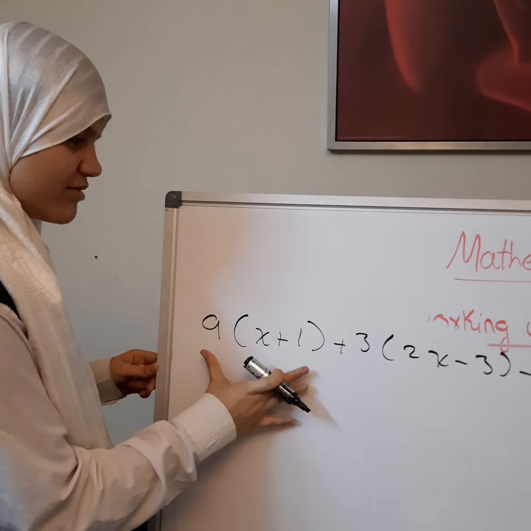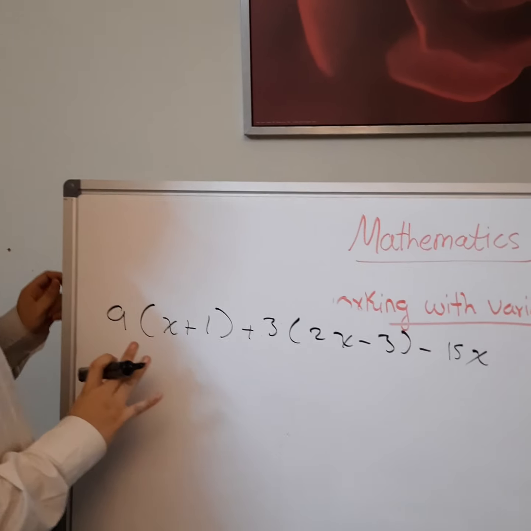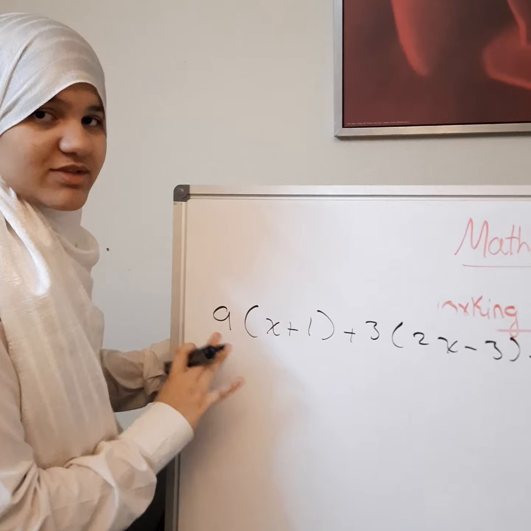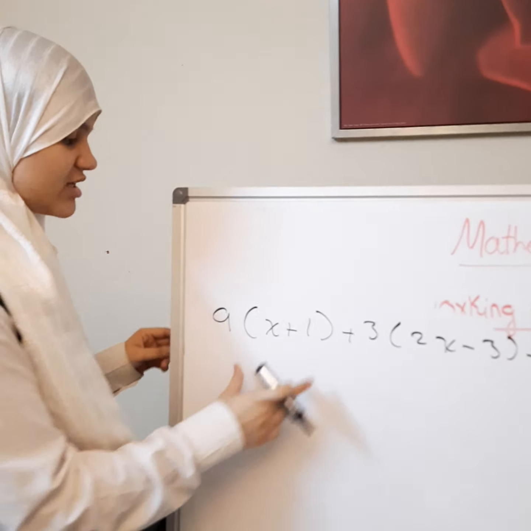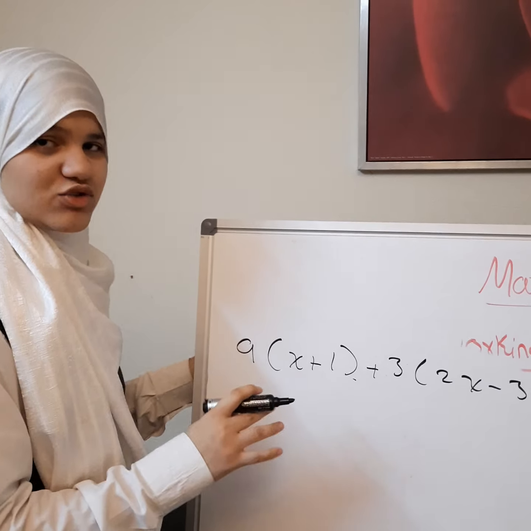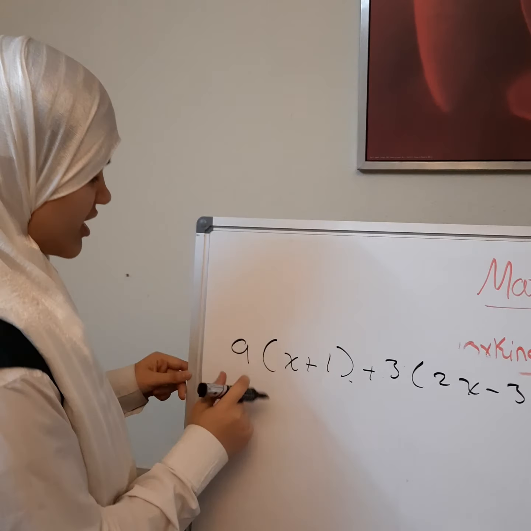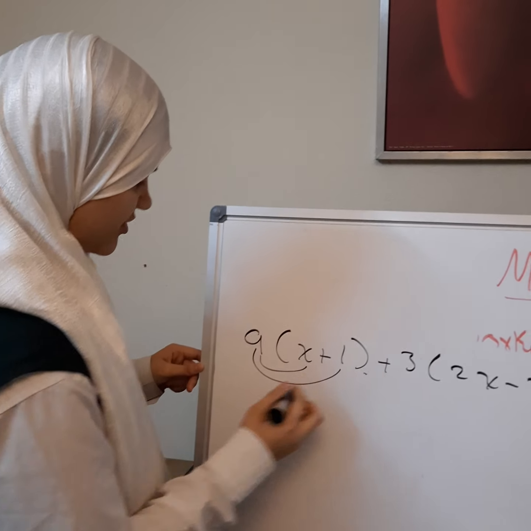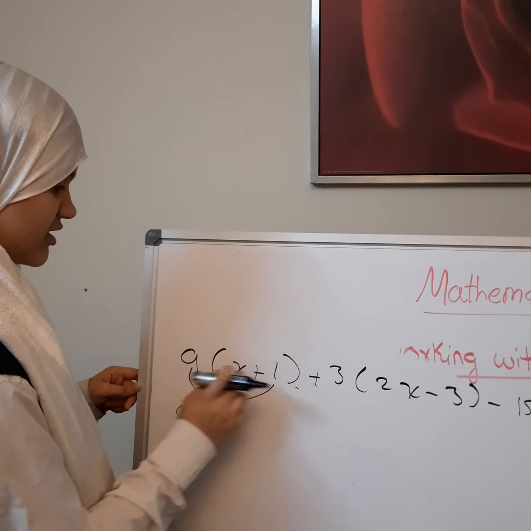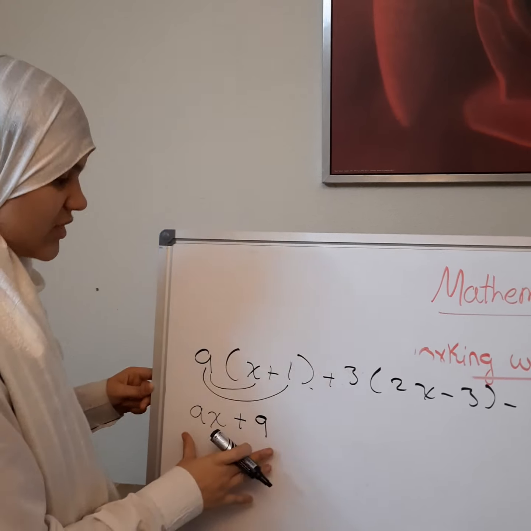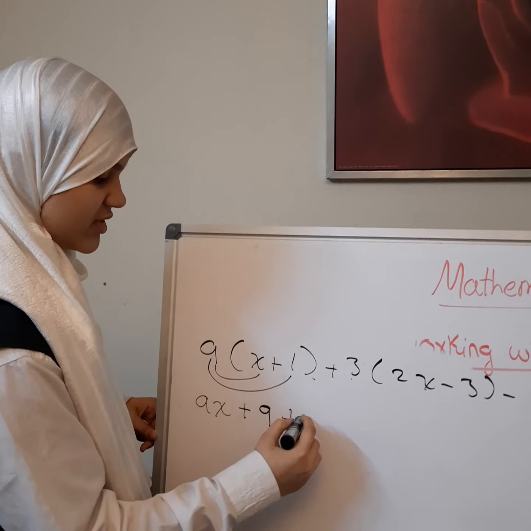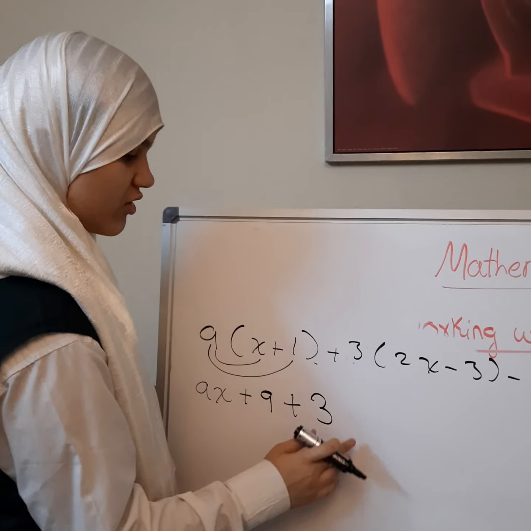Here, first thing, we will do the multiplication before negative or positive, before addition, subtraction, division, or anything. We'll do multiplication. That means to remove the brackets. We want now to remove the brackets. Here, 9 times x, 9 times 1. That means 9x plus 9 times 1, it will be 9. Okay, then plus 3.